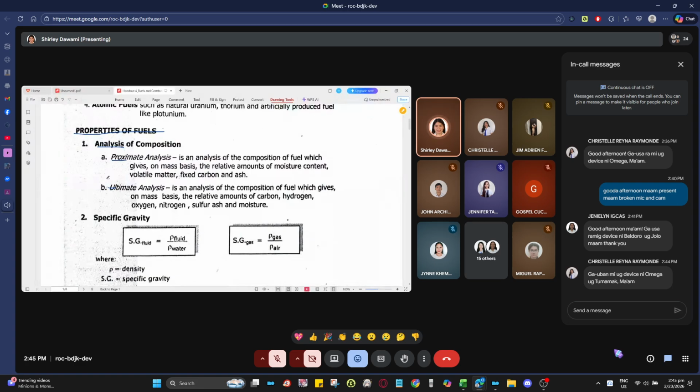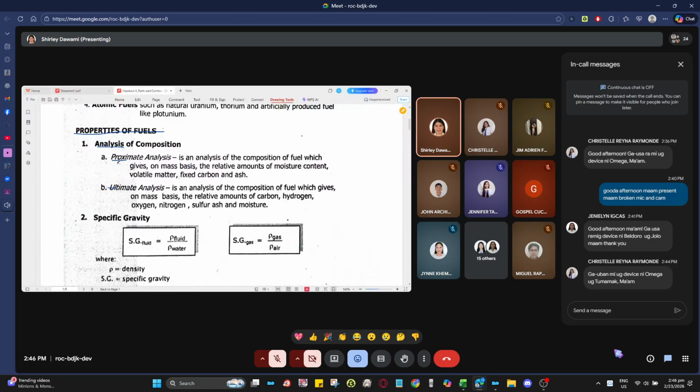So I think na master na ginin ninyo, kay I believe si Sir Manilihig ang inyong combustion in your third year. So I know how he covers his mga lesson, very detailed.